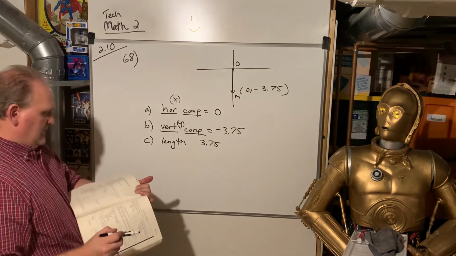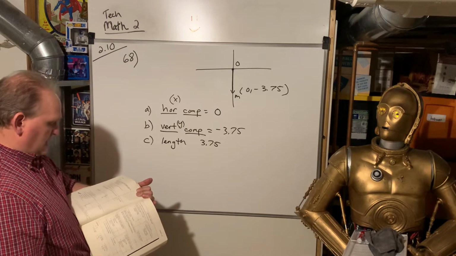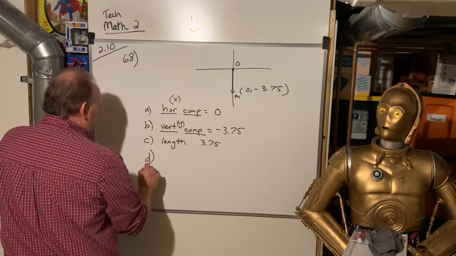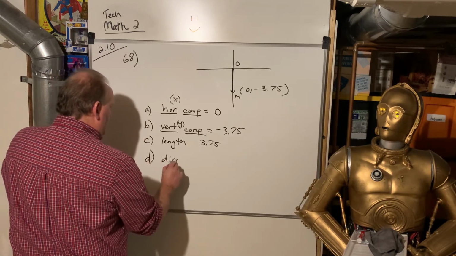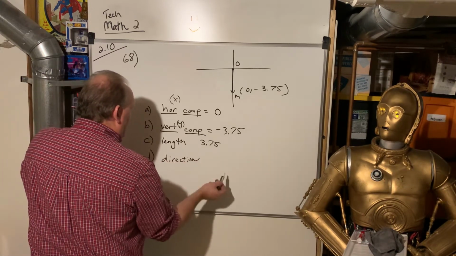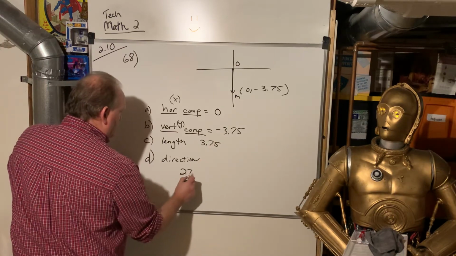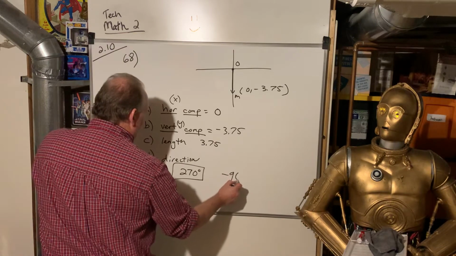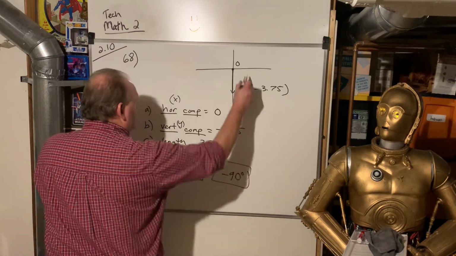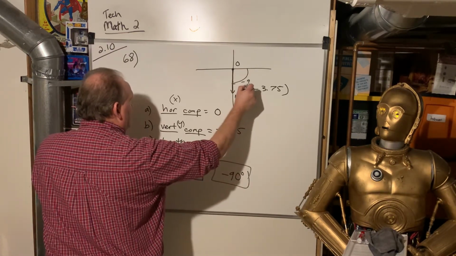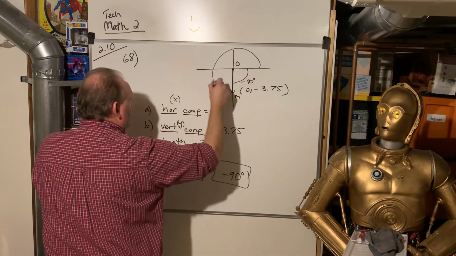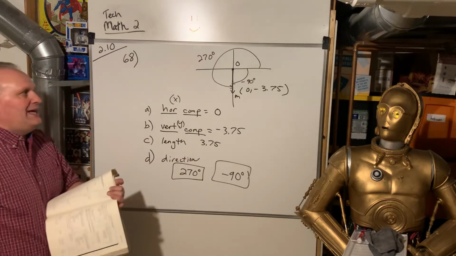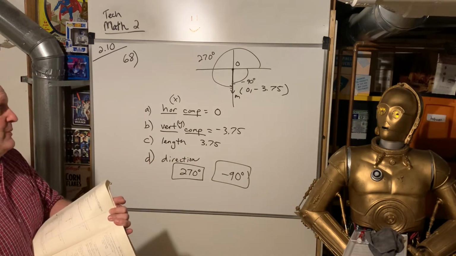And then D, the direction, depends on how you wanted to describe it. Most of us would say the direction is 270 degrees. But it would also be acceptable to say negative 90 degrees because you're describing the same thing. This way it's negative 90 degrees. Going around the proper way, it's 270 degrees. Usually we describe it in the proper way, 270 degrees.